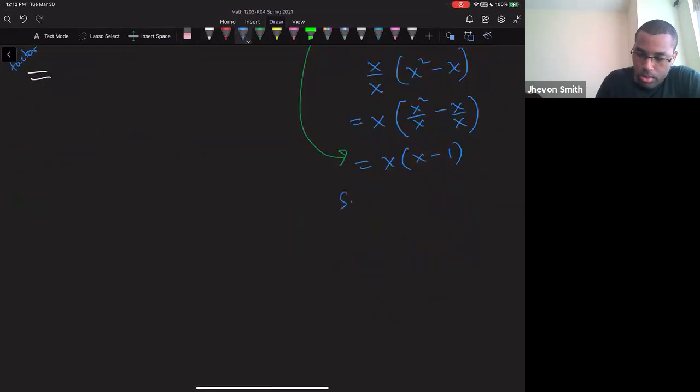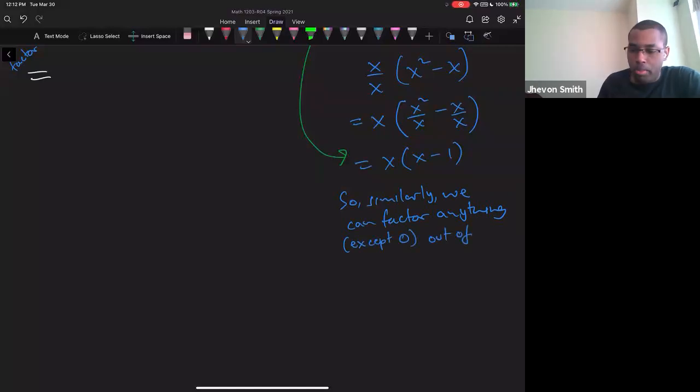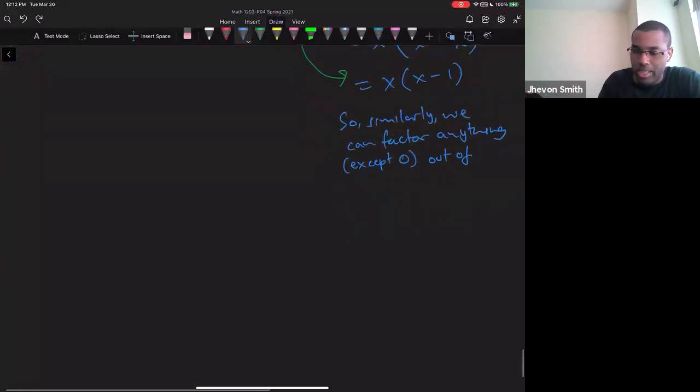So similarly, we can factor anything except 0 out of anything. Why except 0? Because of the division that happens here. You can't divide by 0. So I can't go 0 over 0 and then bring in the 0 in the denominator. That's very illegal.